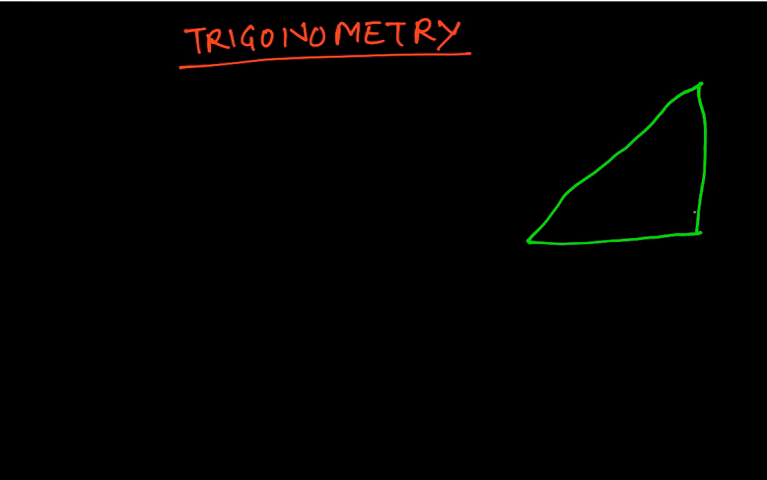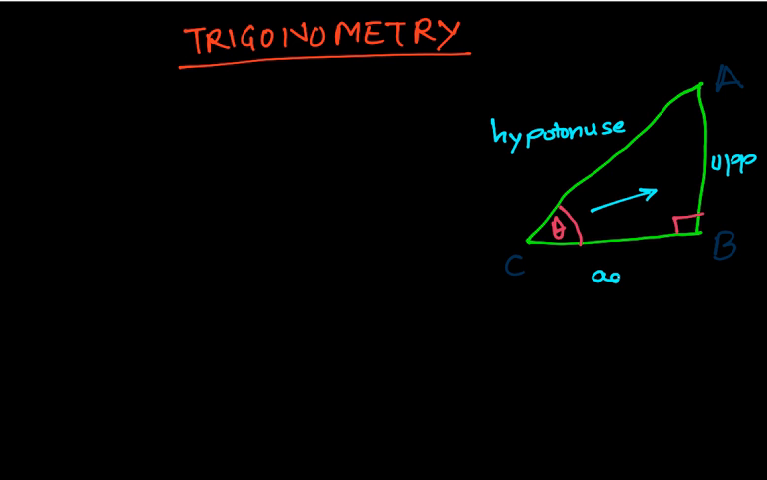So this angle is the right angle and let's call this angle theta, and let's name the triangle. So this is A, this is B, this is C here. As we know, this side is the hypotenuse, so let's write it here, hypotenuse. This side AB is opposite to the angle, so this is simply the opposite, and this is the adjacent.